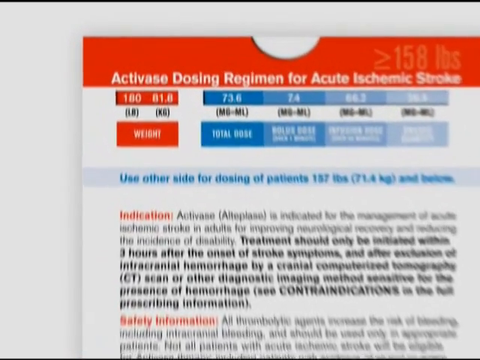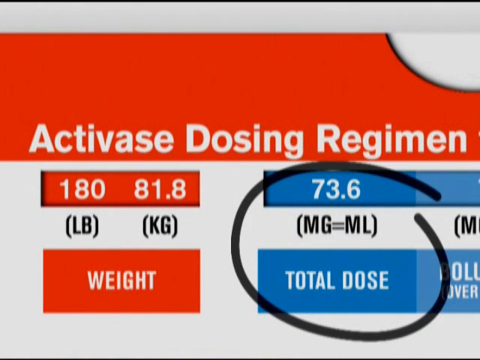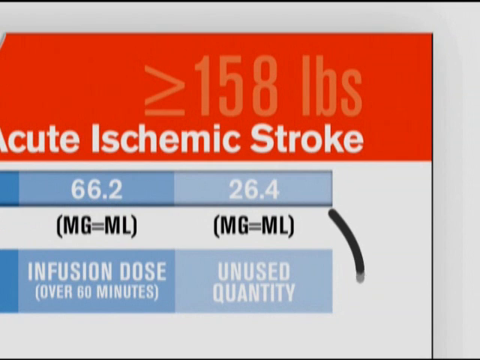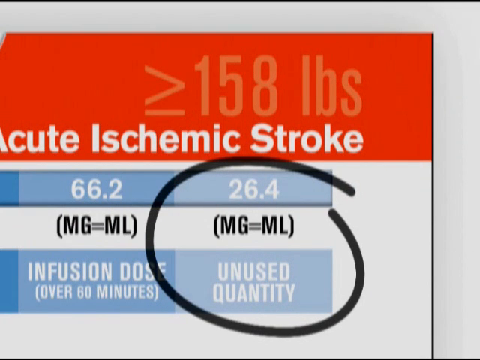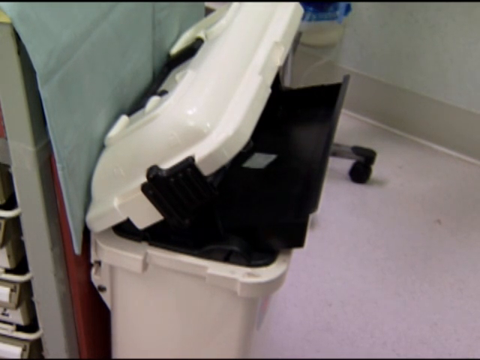Let's walk through an example of how to calculate Activase dosing for a patient weighing 180 pounds. Using the Activase dosing slide calculator, the total dose is easily determined to be 73.6 milligrams or milliliter equivalents. Remember that Activase has been reconstituted to 1 milligram per milliliter. Starting at the right, note that the unused quantity is 26.4 milliliters. You may draw this quantity out of the 100 milligram vial before administration using a syringe and discard it to safeguard against any errors in dosing.